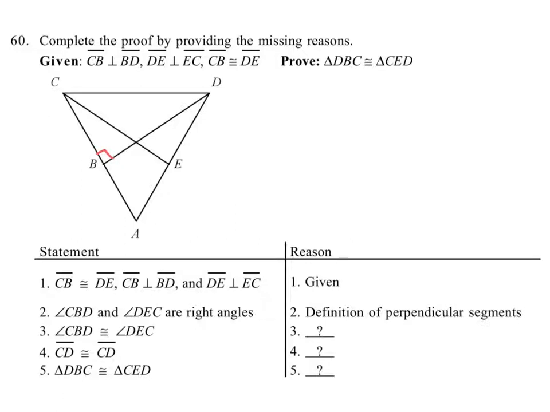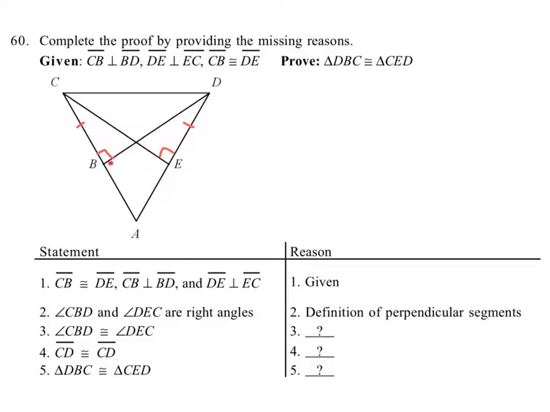Okay? And they're also saying that DE is perpendicular to EC. So we've got this right angle here. We also know that CB is congruent to DE. So we've got this right here. Okay? So that's all given information that's stated in one.